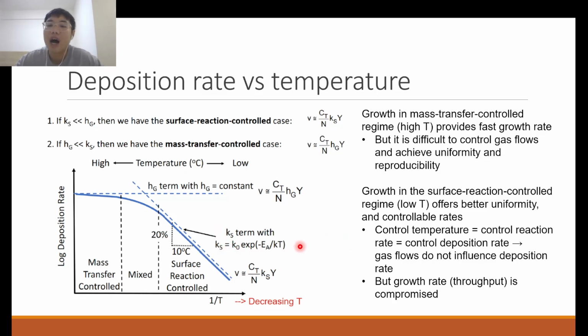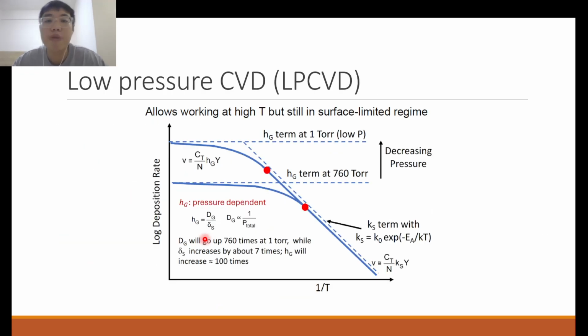However, of course, a compromise has to be accepted, because the growth rate will be lower. So how do we mitigate this? You can use a low pressure CVD. When you have a low pressure CVD, the mass transport coefficient gets increased, because when the pressure is lower, the flow of your reactant gases is not so hindered by your diluent gases or other gaseous species. Diffusion, and therefore the mass transport coefficient, is enhanced.